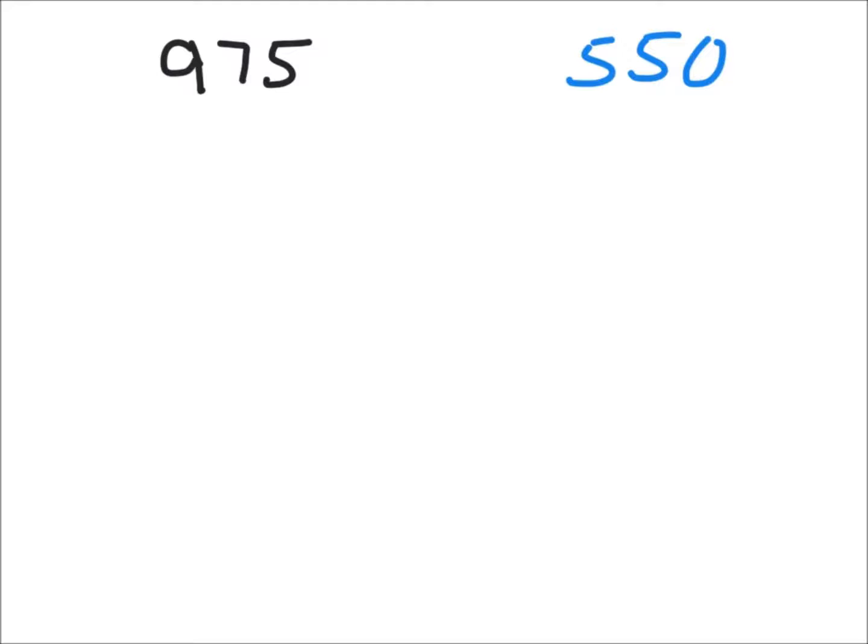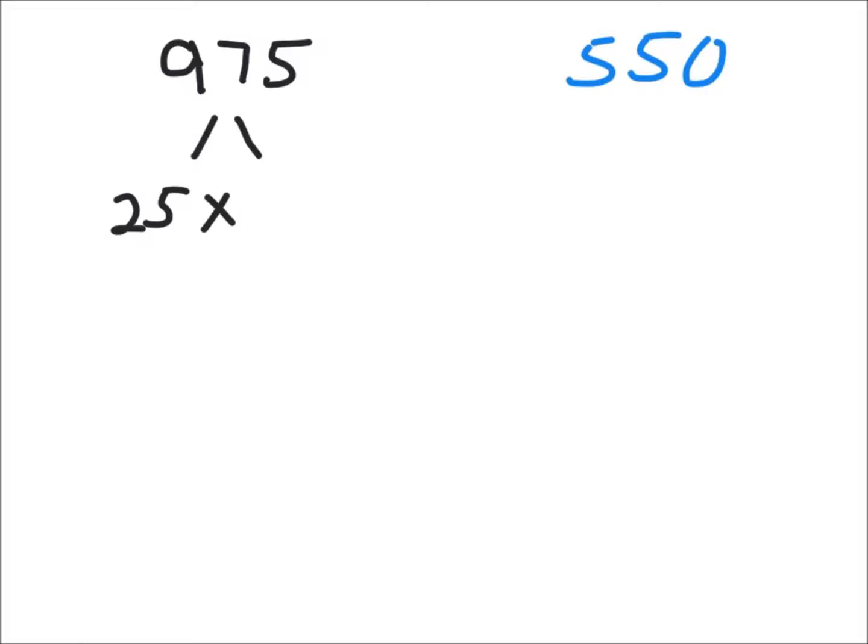Let's start on the left as we have been doing. 975 ends in a 5. It's clearly a multiple of 5. However, I've noticed that the last two digits are 75. 75 is a multiple of 25. And I know that 900, because it ends in two zeros, is also a multiple of 25. So I know that this is in the 25 times tables.